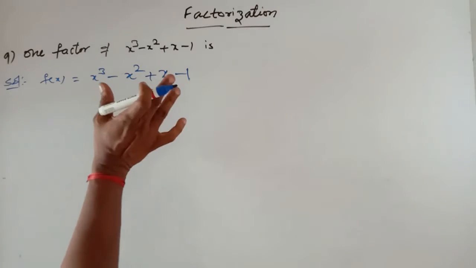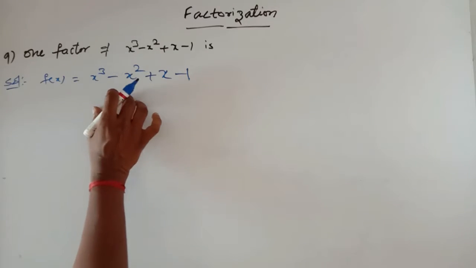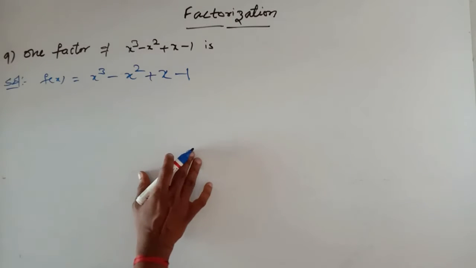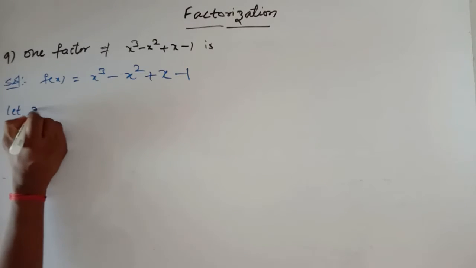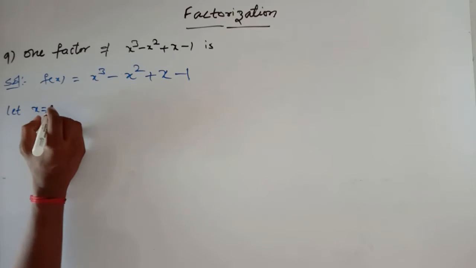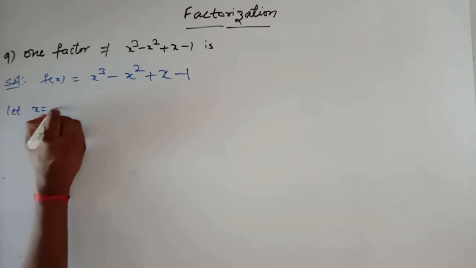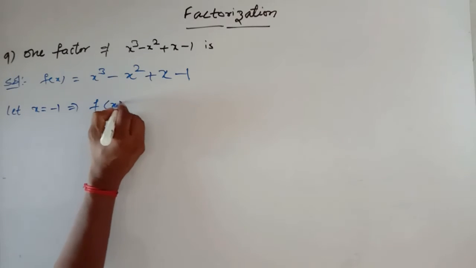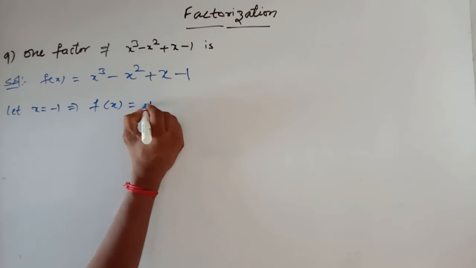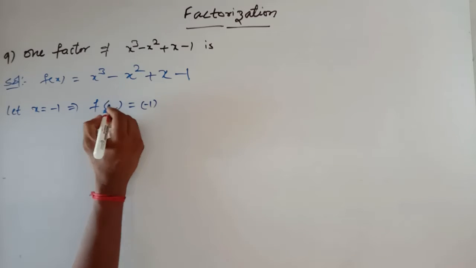Then that means the remainder should be 0. Only then will that value be a factor. So here I am taking let x equal to minus 1. Then I am going to substitute in this expression here. f of x at x equal to minus 1, that is f of x, means indirectly minus 1.